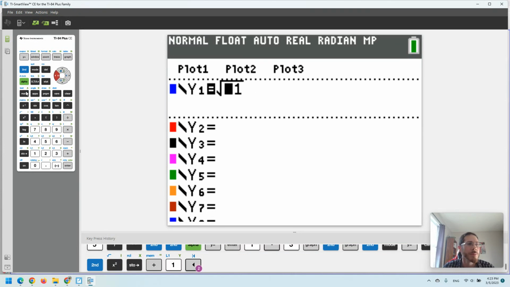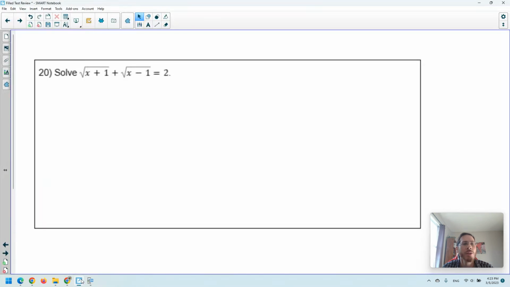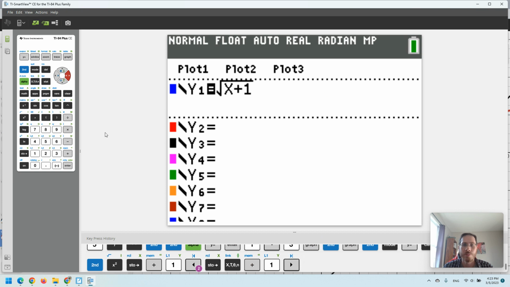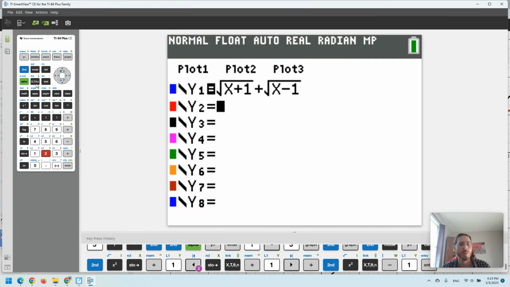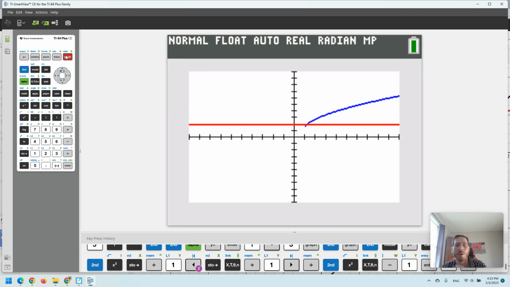Didn't get my x in there. That's not good. x plus 1. All right. So square root x plus 1 plus square root x minus 1, and I want that to equal 2. All right, so if I graph it, I can clearly see that those connect. Looks a lot like they connect at 1. Let's see if they do.